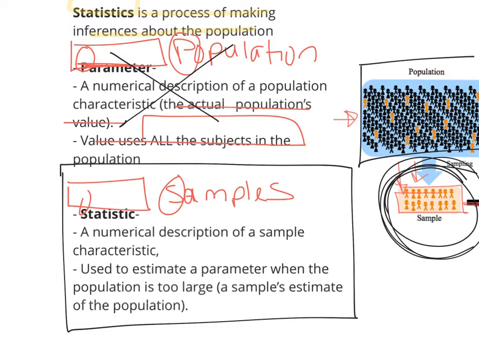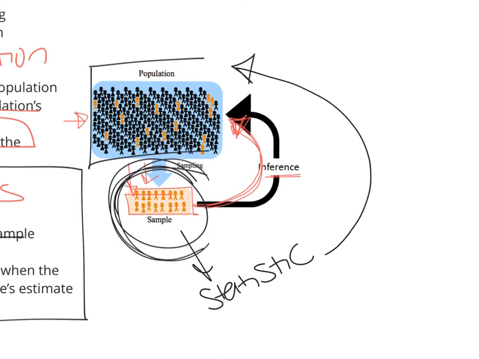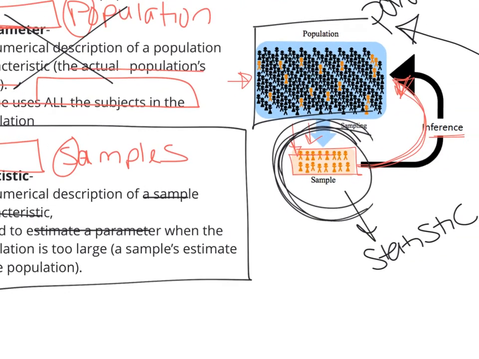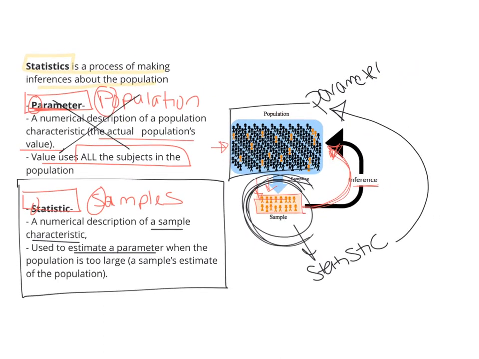So a statistic is a numerical description of a sample characteristic. It's used to estimate the parameter. So we use samples to estimate the parameter. From a sample, you'll get a statistic, and that statistic will help you infer about the parameter, which is the population. So the big idea here is that you want to create samples that are representative of the population so that you can infer about the population.